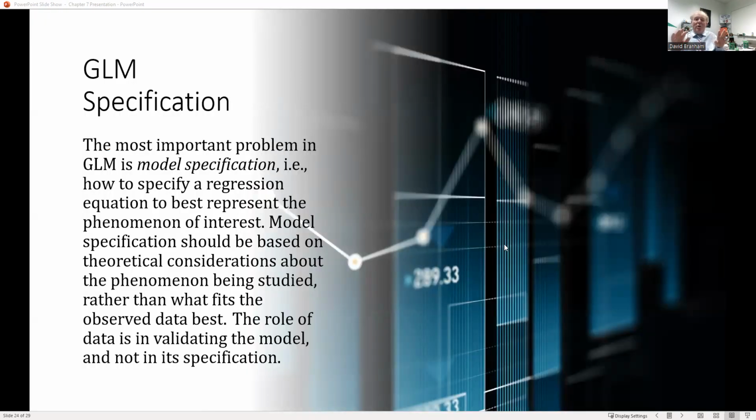The role of data is in validating the model and not in its specification. So the model specification should be based on theoretical considerations. You shouldn't just pull things out of the air and throw them into a model and see if they stick. Everything that you put in should be theoretically pleasing. For instance, it's theoretically pleasing to put education in as something that determines self-esteem. That makes sense. The more education you have, it would make sense that you would have more self-esteem, be more proud of yourself. So that's theoretically pleasing.